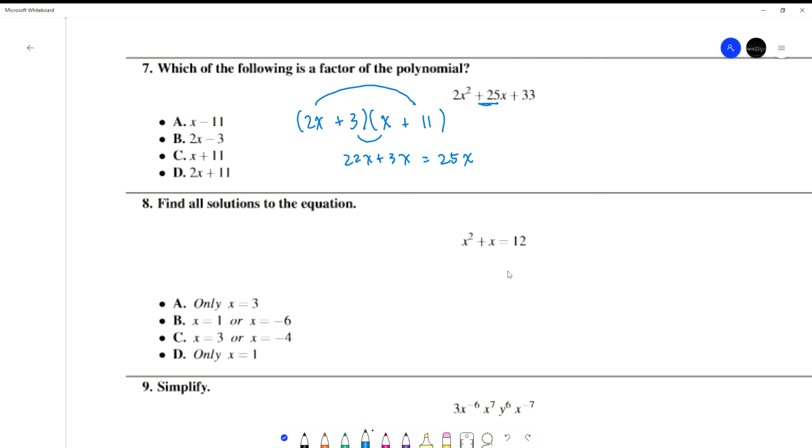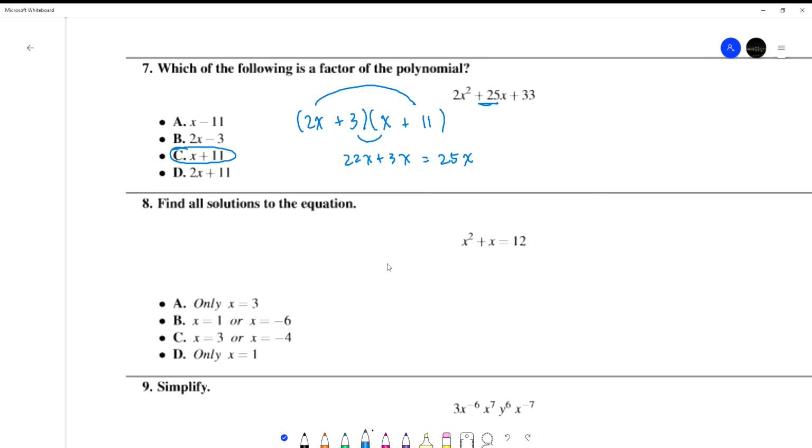Alright, let's move on. I'm sorry, we should circle the factors, right? We have x plus 11 is the only one that's correct here. Alright, find all solutions of the equation x squared plus x is equal to 12. So this is a quadratic equation, and the way we solve quadratic equations is by factoring, or by using the quadratic formula.